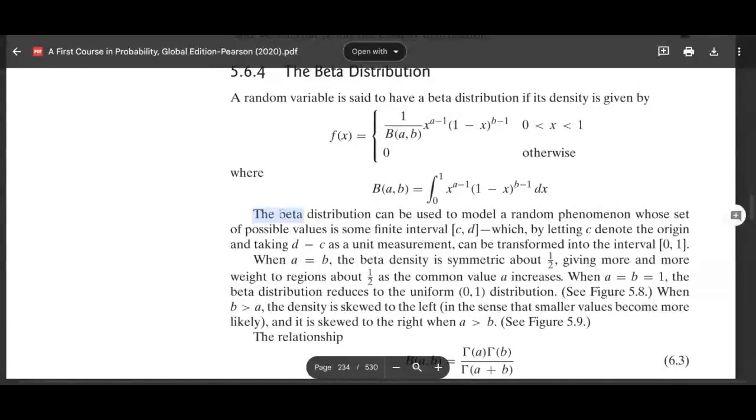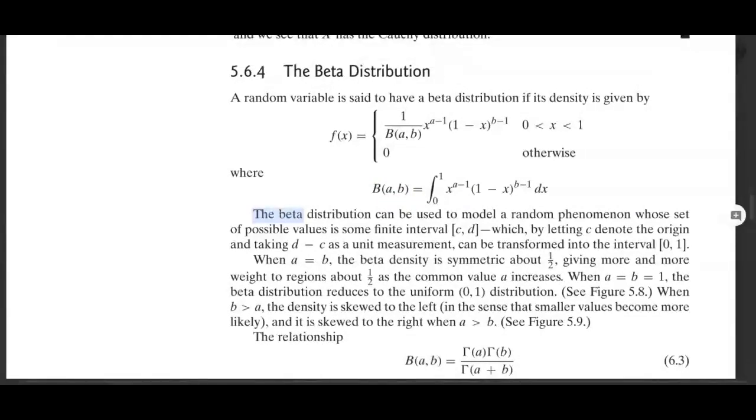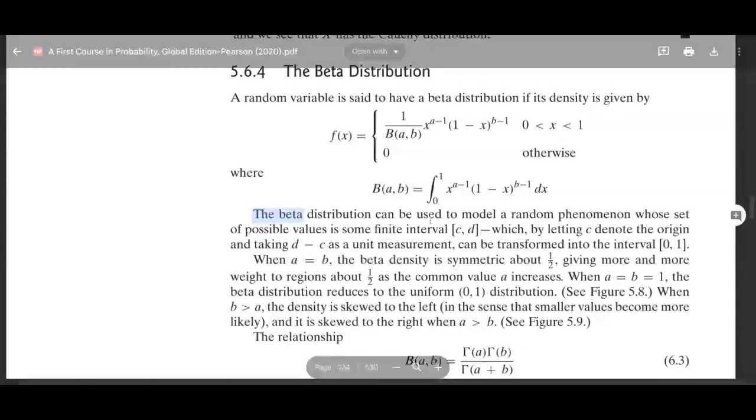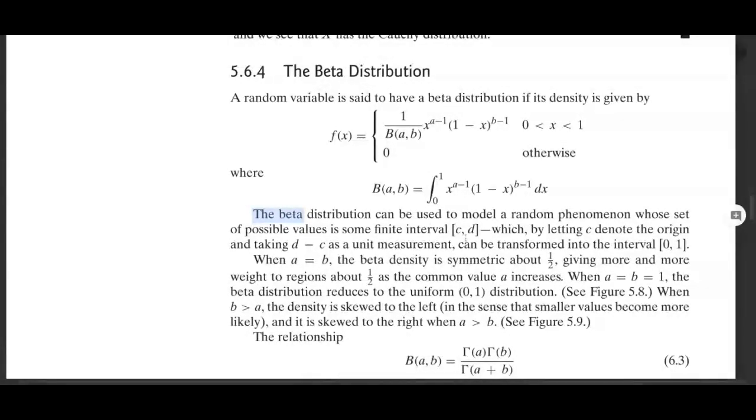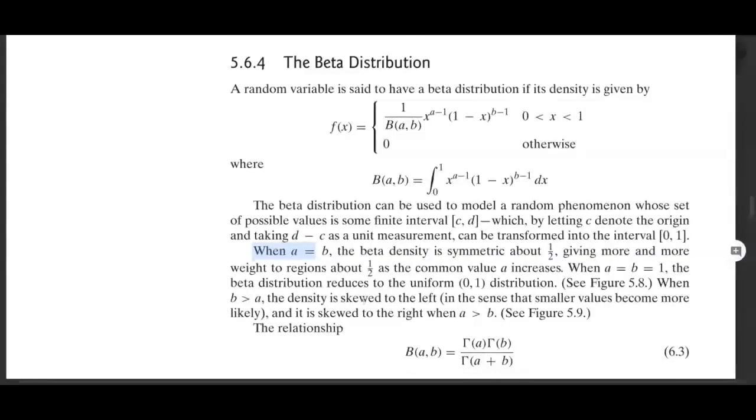The beta distribution can be used to model a random phenomenon whose set of possible values is some finite interval from C to D, which, by letting C denote the origin and taking D minus C as a unit measurement, can be transformed into the interval 0 to 1. When A equals B, the beta density is symmetric about half.